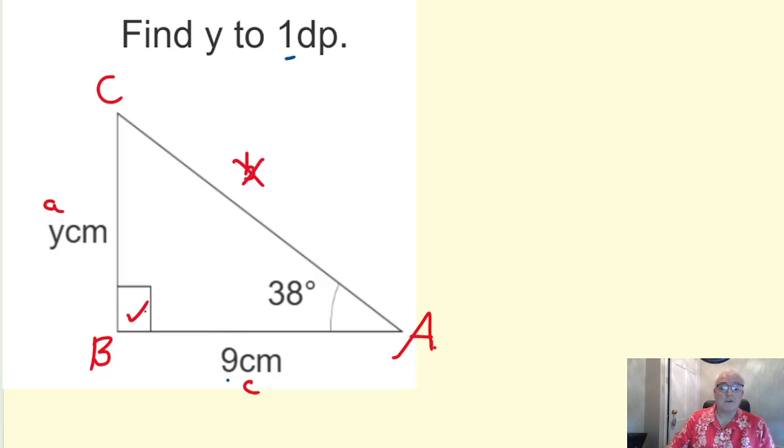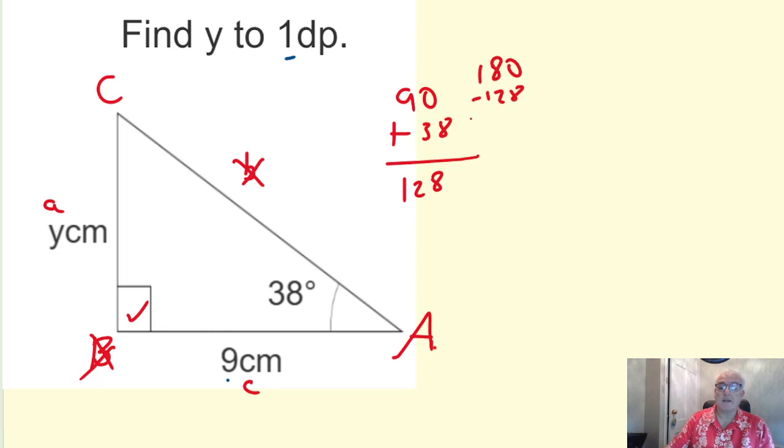Right. So while I do know the 90 degrees, I can't use that side because I don't know the B side, the hypotenuse. But what I can do is, if I know that's 90 degrees, I can say, well, if I do 90 plus 38, that's going to give me 128. And then if I do 180 take away 128, that's going to give me 52. So I know that this angle here has to be 52.